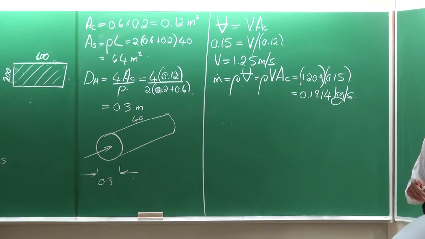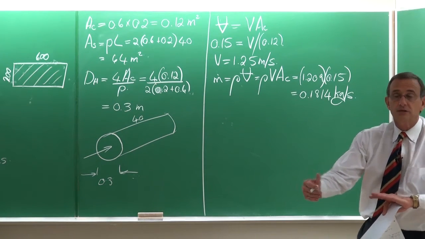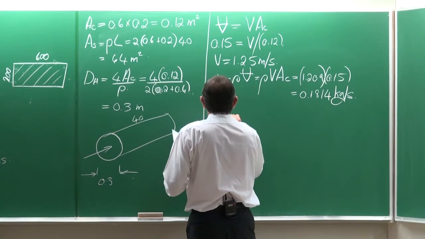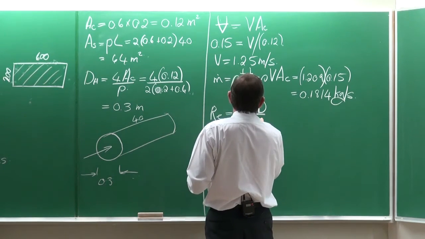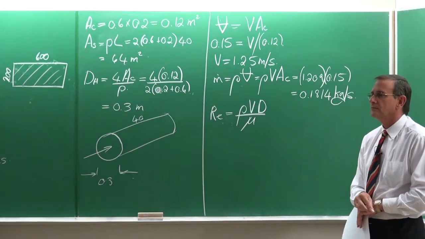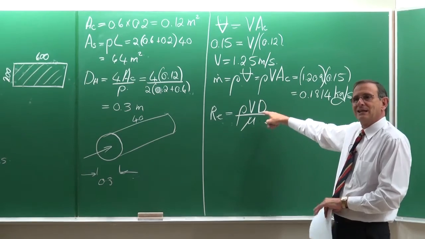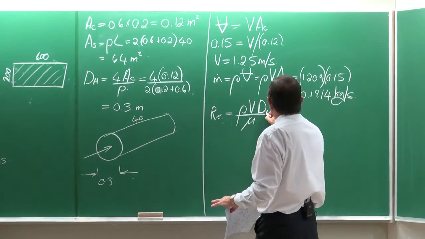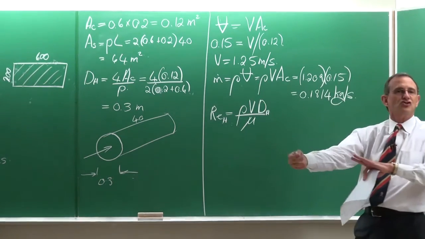Next thing, the Reynolds number. We want to know if the flow is laminar or turbulent, because that determines how long it is going to take to fully develop. That is an important thing. The Reynolds number is equal to rho V d divided by the viscosity, and this d is the characteristic length. For this case we work with the hydraulic diameter, so our Reynolds number is based on the hydraulic diameter.